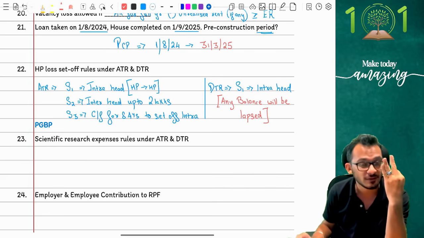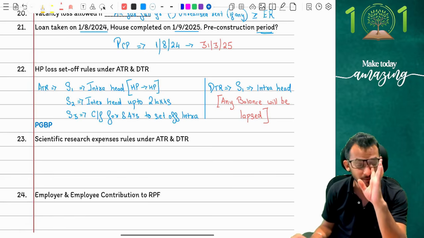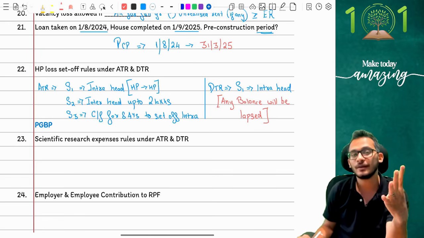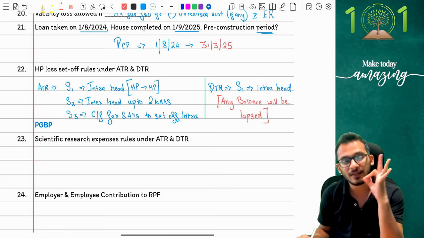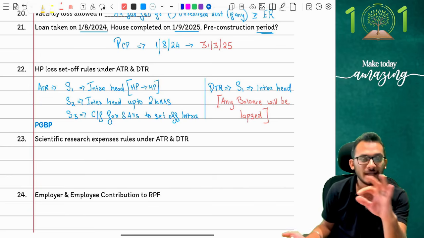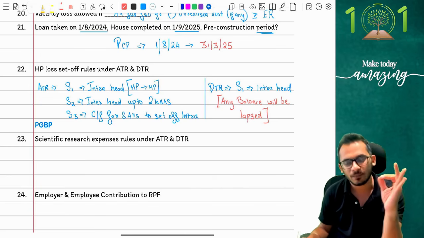Similarly, HP rules have restrictions. Be very, very careful on this adjustment, which means income tax clarifies that any kind of loss coming from HP cannot be carried forward whatsoever. If you have any other income in the current year, please set it off against the current year income itself. If you don't have any other income, please wave tata bye bye to it. You will not get it anymore. That's what the rules are.